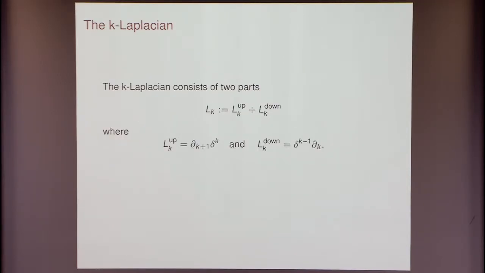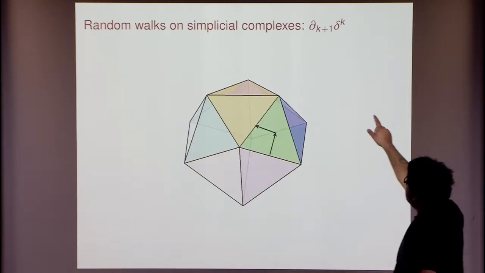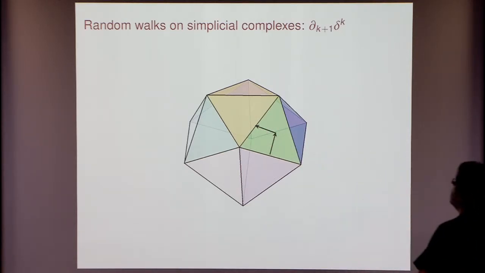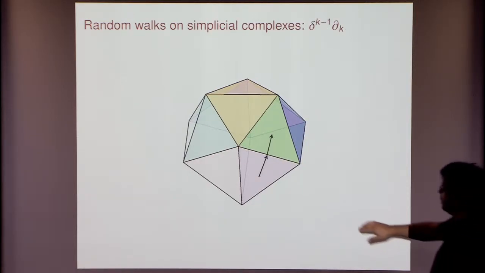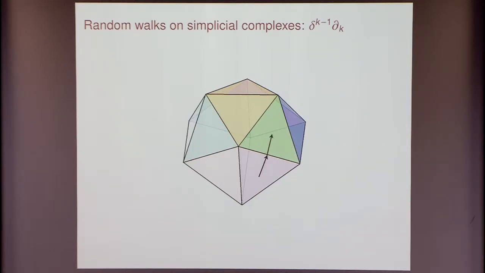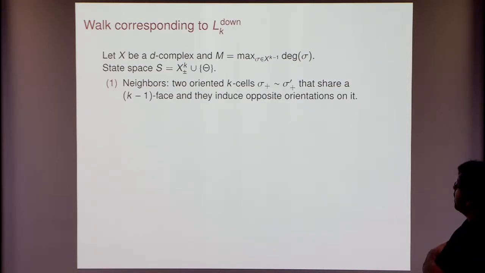So again, like we said, the K Laplacian has two parts. You can define random walks based on each part. So if you look at the up version, right, you're going from an edge to a face back down to an edge. And similarly, you can define the down version, which is you start at a face, you go down to an edge, and then you go back up to a face. Now, we'll first define the walk corresponding to the down part. So this is the part corresponding to the chains, or the part corresponding to the boundary operator.